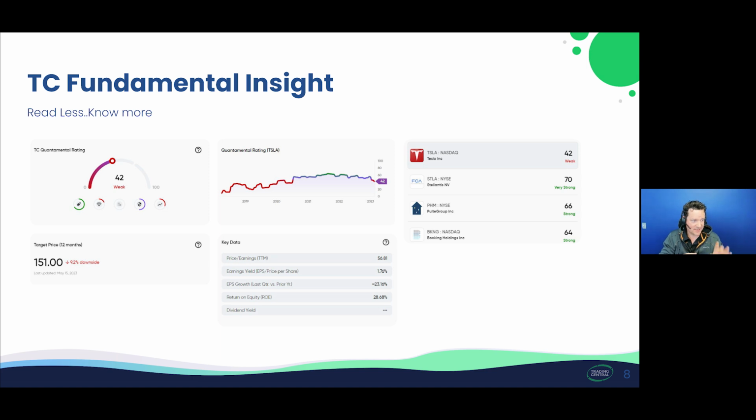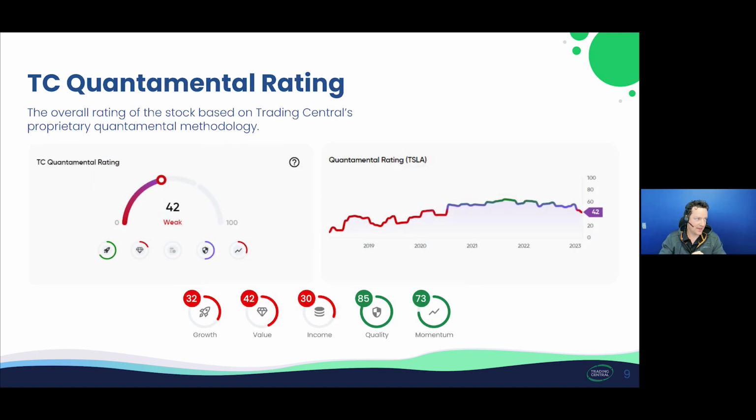So this is the quick snapshot of a landing page of widgets that we're using. And we're going to get into some of the key components now. So looking at the Quantamental rating, what makes up the rating? So again, the TC Quantamental rating, or Trading Central Quantamental rating, it's a proprietary stock rating methodology developed by us in-house at Trading Central, and it covers currently around 50,000 stocks worldwide.